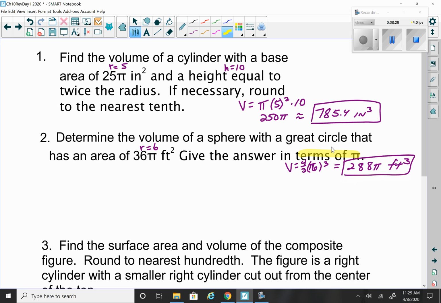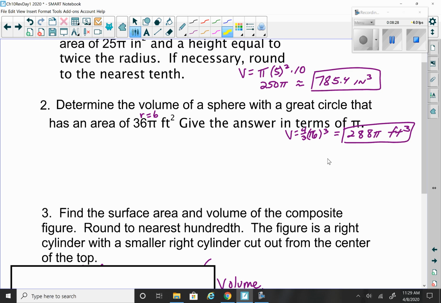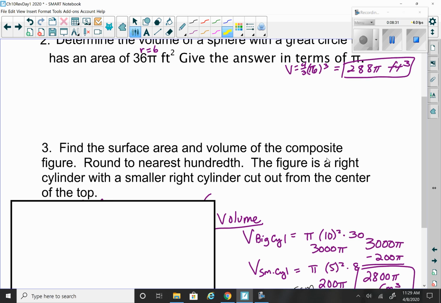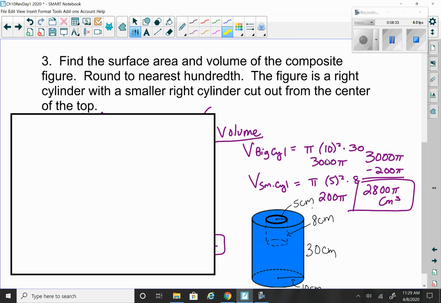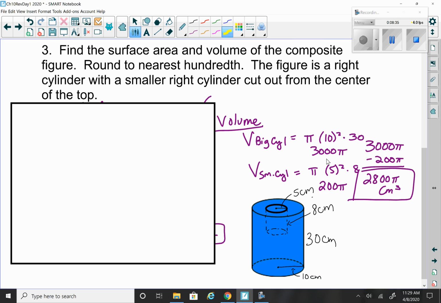The last one here was a composite figure. It was a right cylinder with a smaller right cylinder cut out from the center of the top. I'm going to go over volume first because I think that's the easier one. So the volume of this big cylinder, again, it had a radius of 10 and a height of 30. So that's a volume of 3,000 pi.